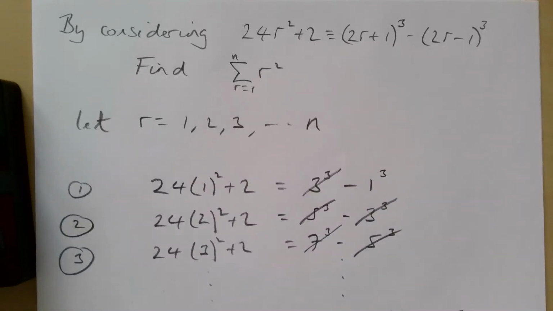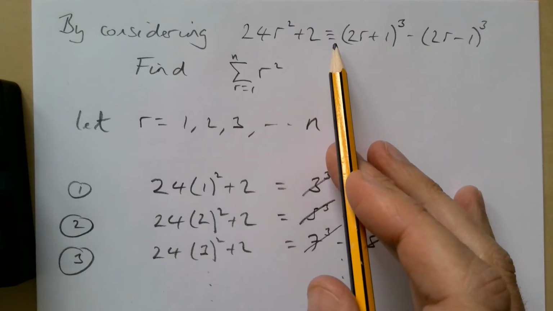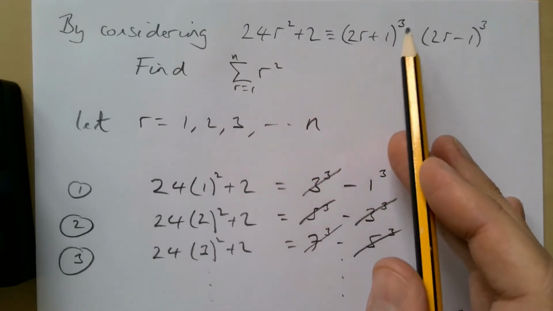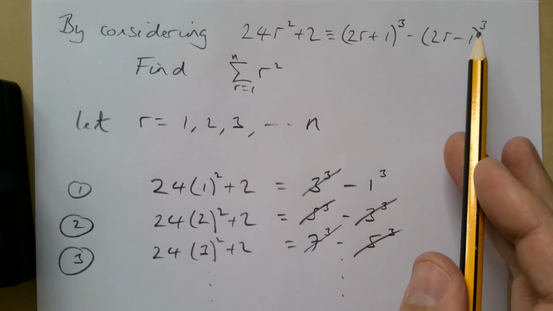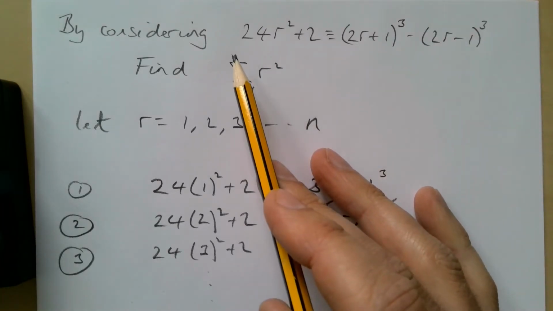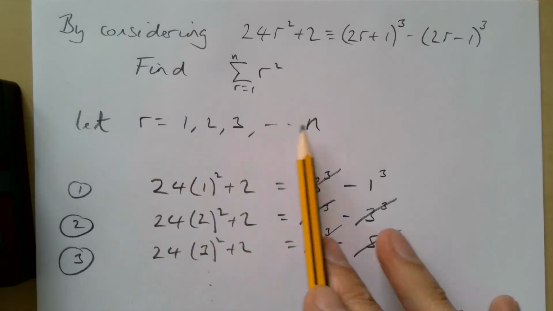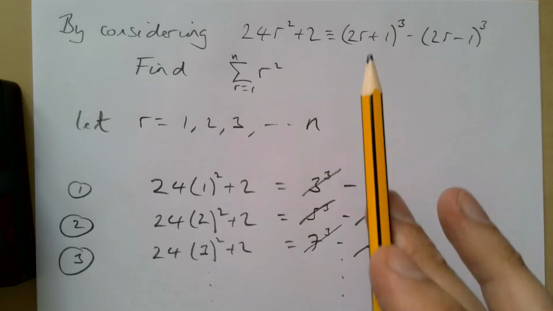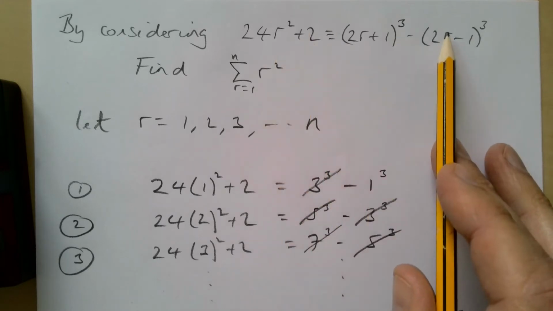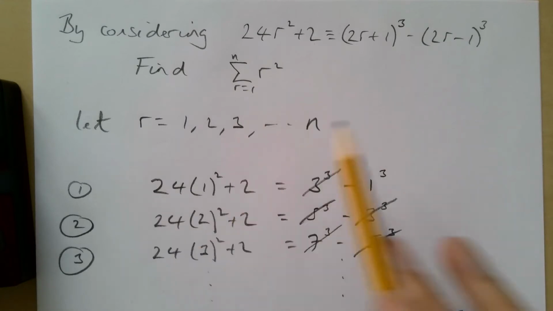Okay, so this is our first example on the method of differences using these formulas here. It says, by considering 24r squared plus 2 is equal to (2r plus 1) cubed minus (2r minus 1) cubed, find the sum of r squared. We are going to let r equal 1, 2, 3 and n. So what that means is I'm going to sub the number 1 into this formula here, then I'm going to sub the number 2 in, then the number 3 in, all the way down to n, and we'll see what we end up with.